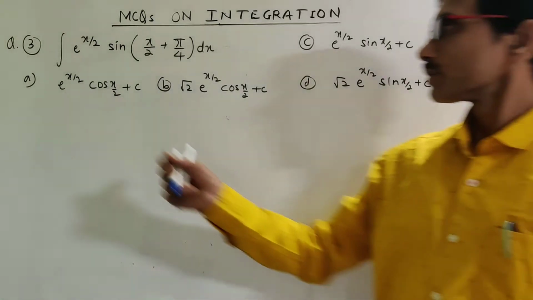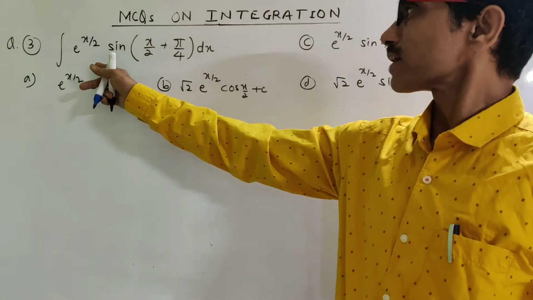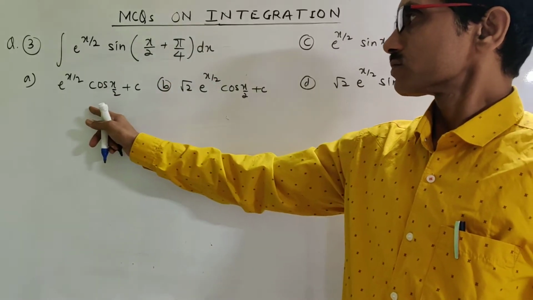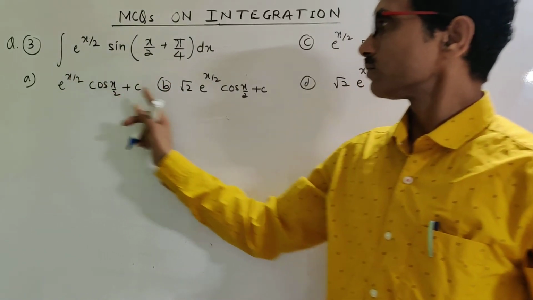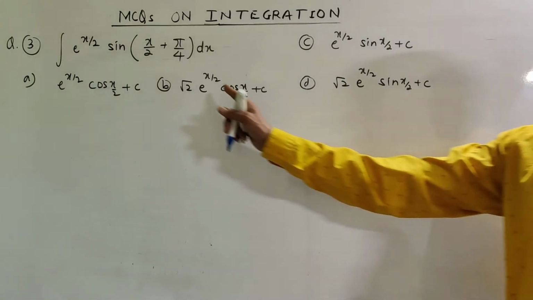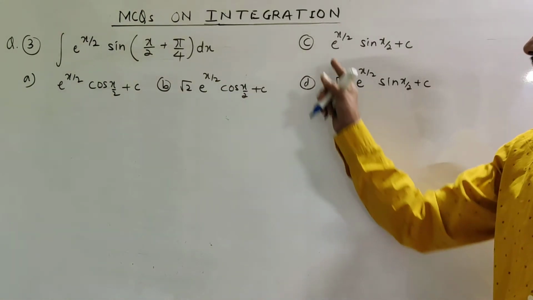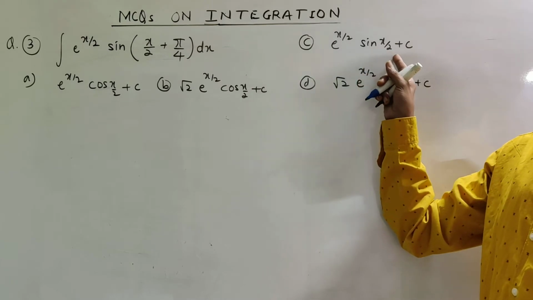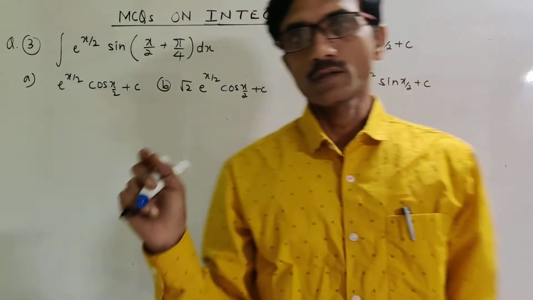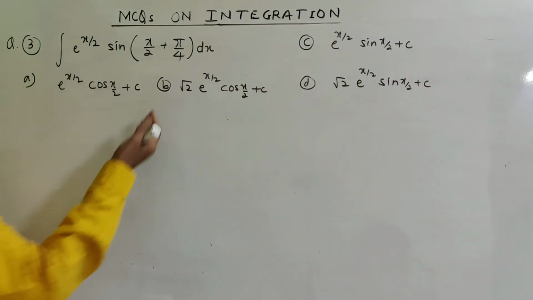Let's see question number 3. Here, integral of e raised to power x by 2 into sine of x by 2 plus pi by 4 dx. So these are the options: e raised to power x by 2 cos x by 2 plus c; root 2 e raised to power x by 2 cos of x by 2 plus c; e raised to power x by 2 sine x by 2 plus c; root 2 e raised to power x by 2 sine x by 2. So here we use some trick.